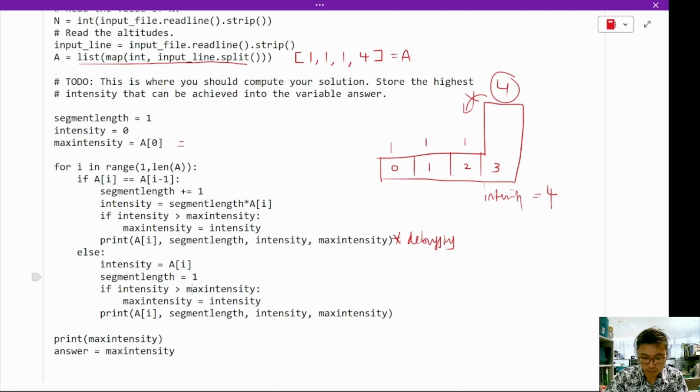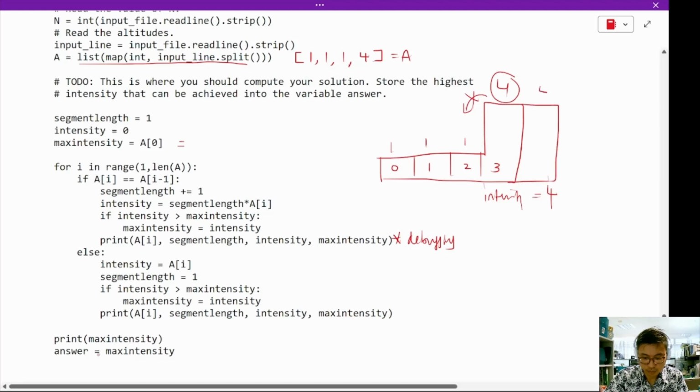Now if the intensity is greater than the maximum intensity, then the maximum intensity will be updated to 4. This allows us, if the next segment is also 4, to start a new segment altogether again and update the new intensity. Now this is sufficient to deal with the situations that are given to us in AIO. So why don't you try putting this in and see what answers you get.